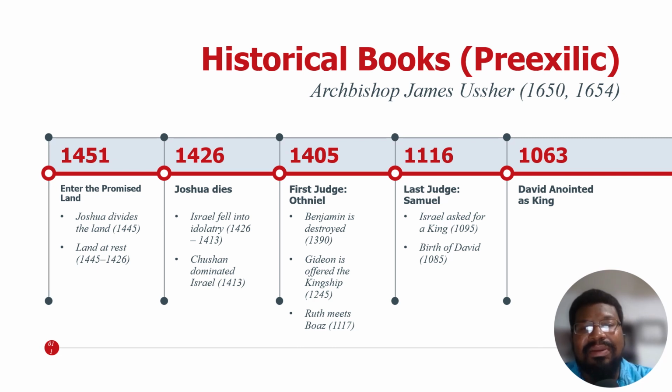And then the birth of David is going to happen in 1085 BC, and then David being anointed as king in 1023 BC, roughly 22 years of age. Now, you may not agree with that chronology, but once again, that's the main kind of ways that people look at chronology.